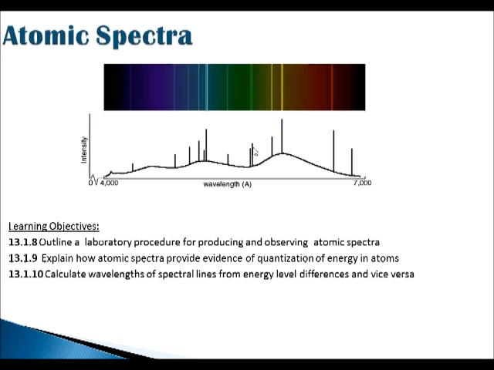So we're going to look at how exactly this is done, how it provides evidence of the quantization of energy in atoms. So basically, why there's only discrete amounts of energy in atoms, and we're going to figure out how to calculate the wavelengths of these lines, as we can see in this graph right here.